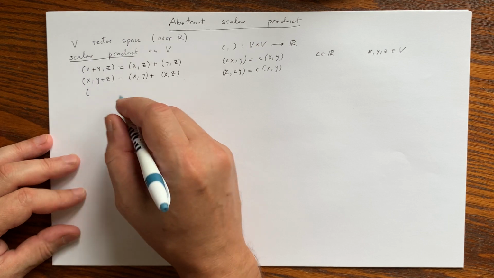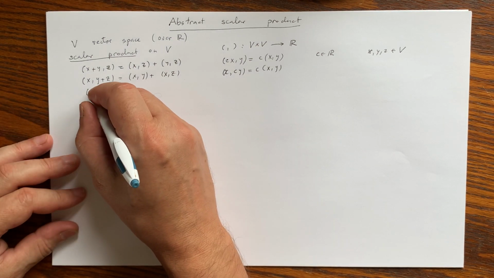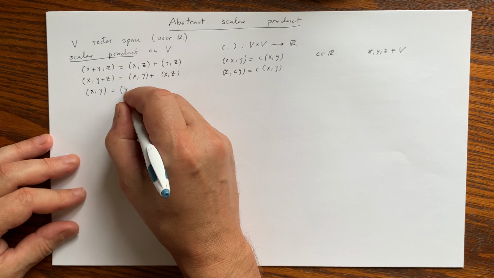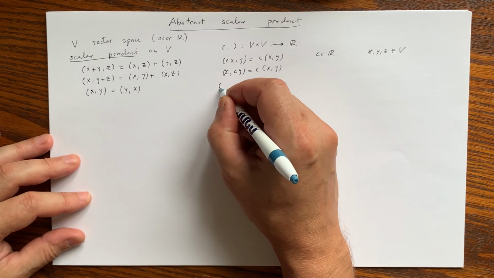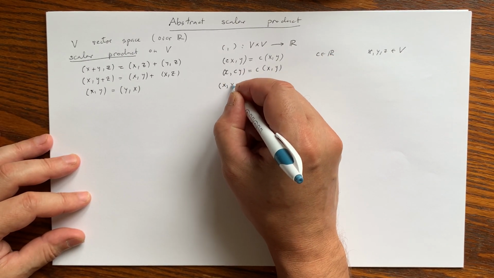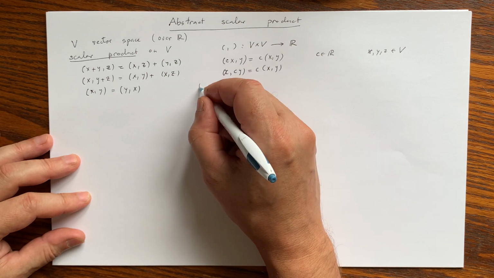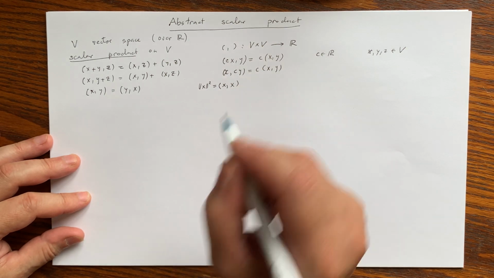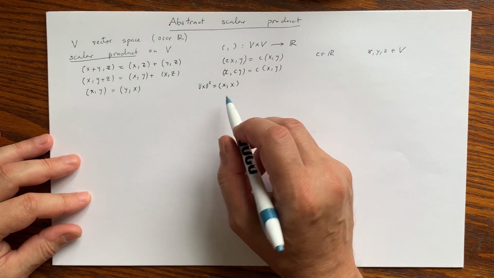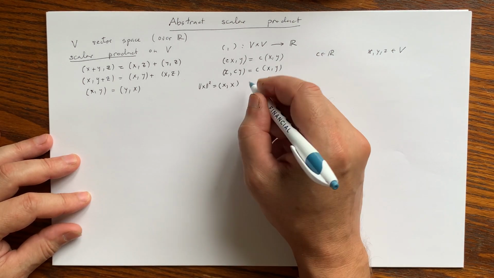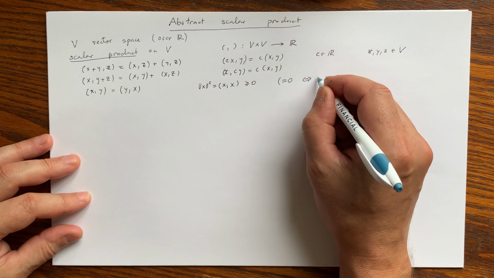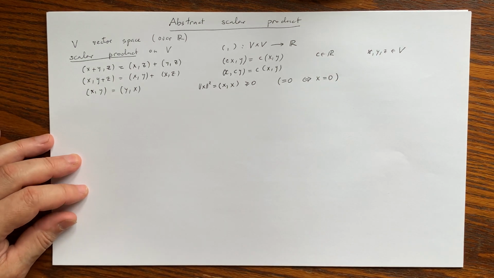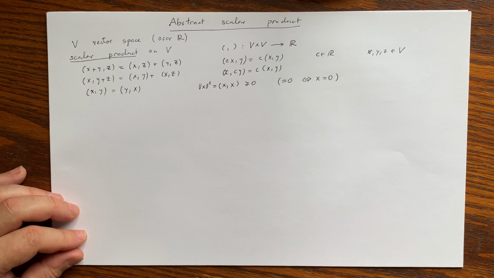The last condition which makes the second linearity redundant is the symmetry condition. Linearity in the first will be translated into linearity in the second. And the last condition, the positive definite nature of this scalar product, is that what we might call the squared norm of a vector x, which is by definition the scalar product of x with itself, is never negative, and it is only zero when x itself is a zero vector. So that is what we might just call an abstract scalar product on an arbitrary vector space V.